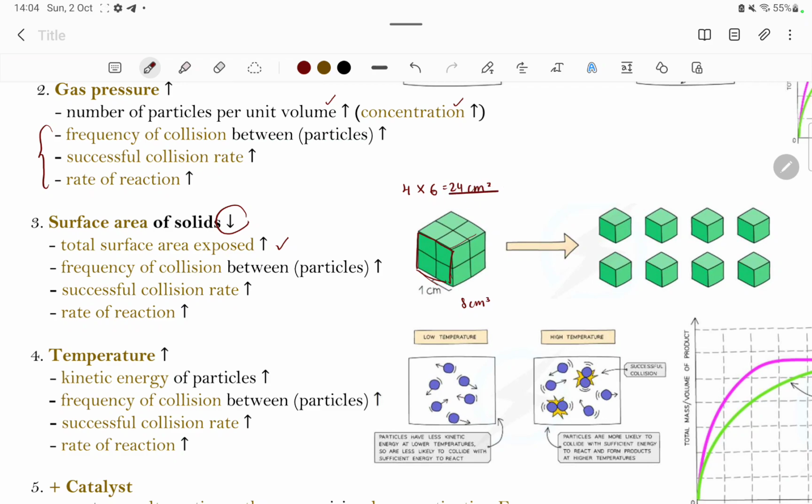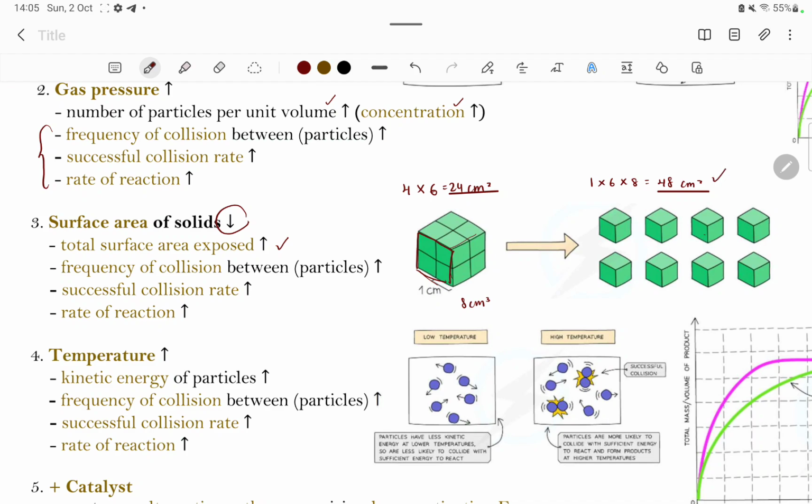Let's see here. 1, 1, 1. But they are separated into 8 cubes already. So each side is 1 cm, 1 times 1 times 6, and then times 8. You get 48.